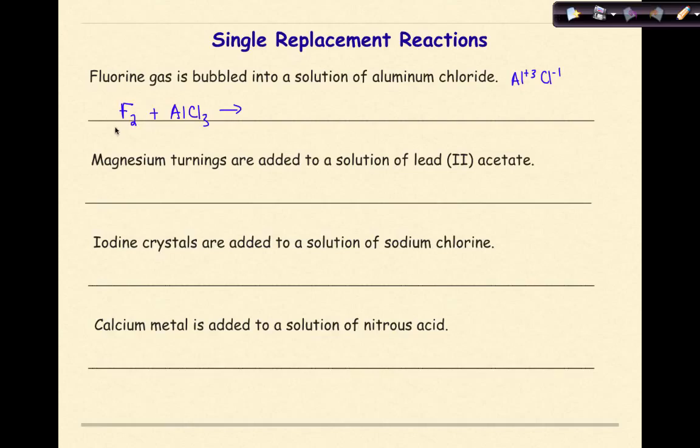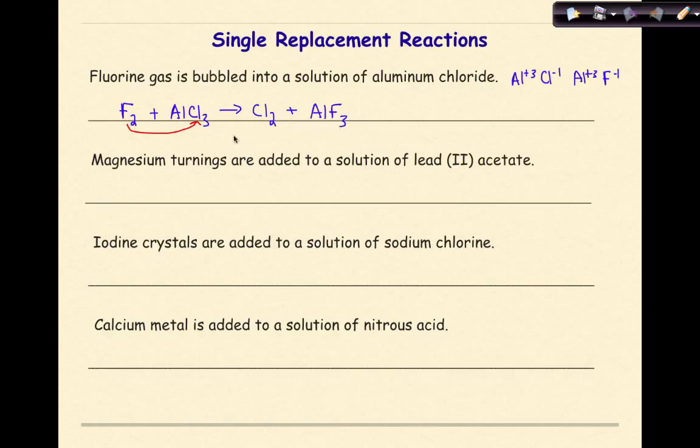Fluorine is the most active nonmetal on the table. Fluorine has the ability to come in and kick out the chlorine. As a result, chlorine will appear as a product and be represented as a diatomic. Fluorine will then form a compound with the aluminum. So we have Al plus 3, F minus 1. So when we cross this down, it's going to be AlF3. This reaction definitely will happen.